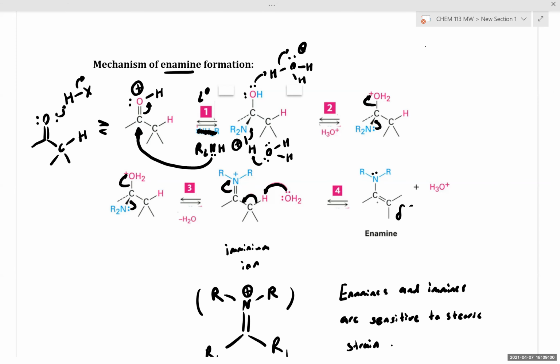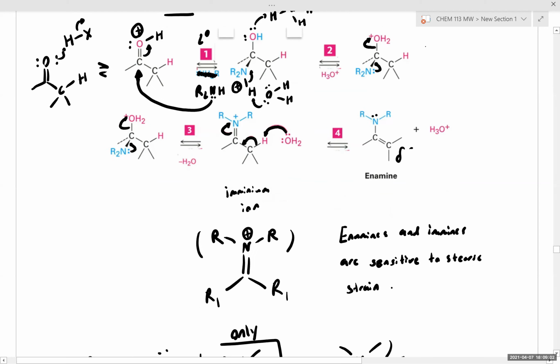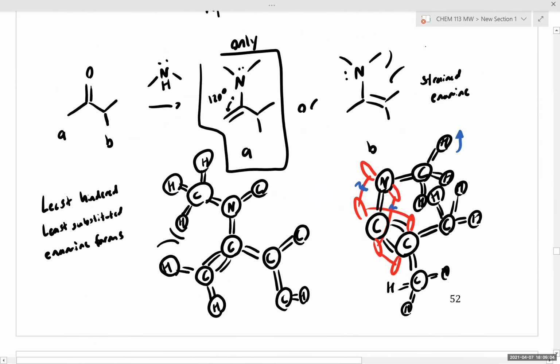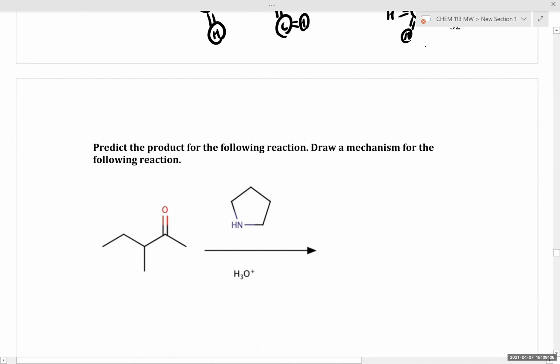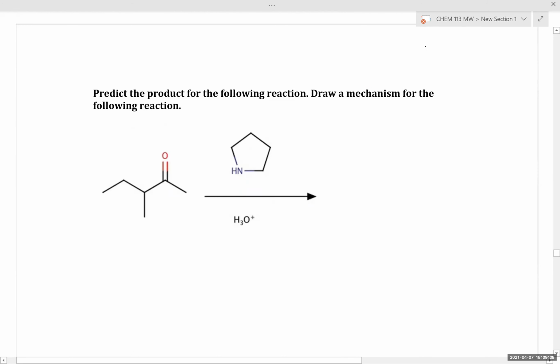Yeah, thank you. Perfect. So let's try to apply what we've learned here. And let's try to predict the product for the following reaction and draw a mechanism for the following reaction. This carbon skeleton, let's see.